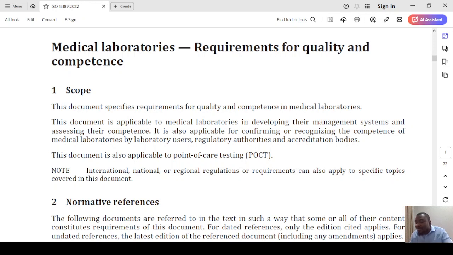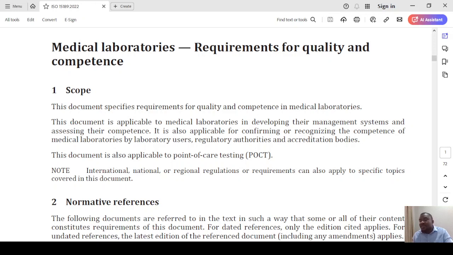That is why we have clauses like clause 7, which talks about pre-examination, examination, and post-examination. By virtue of the fact that it is now diving deep into the practices itself: how do you handle patients in the pre-examination phase? How do you handle the sample in the examination phase? How do you handle the sample in the post-examination phase? Those are now the competence requirements that are needed for you to release that result and for us to say that your results meet the quality and competence requirements.